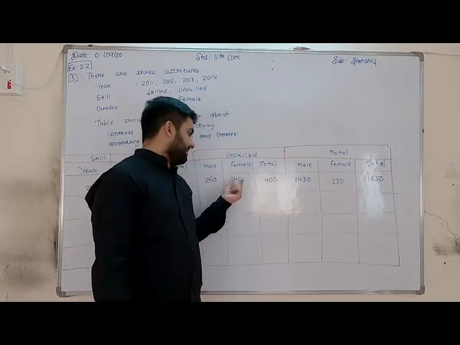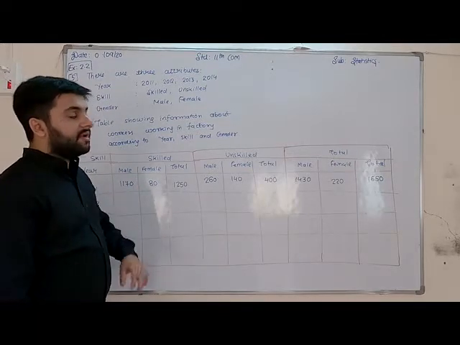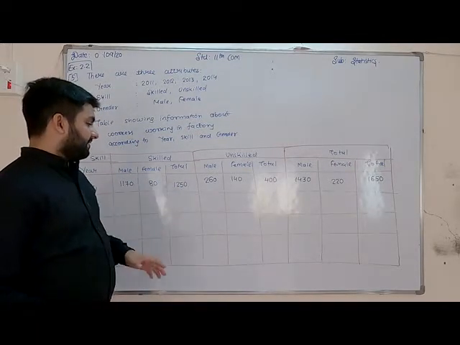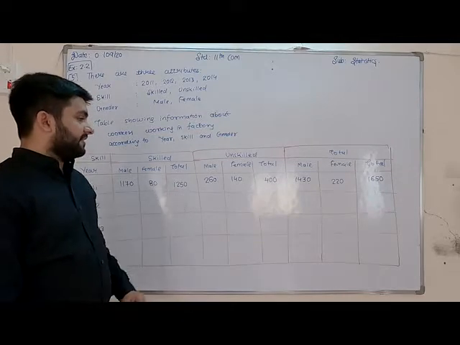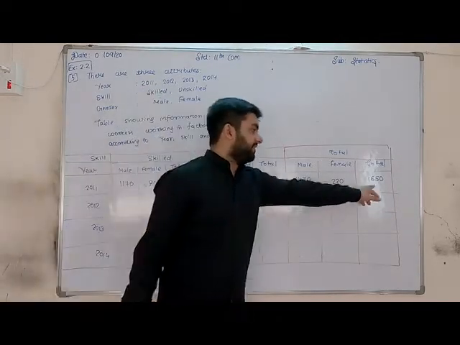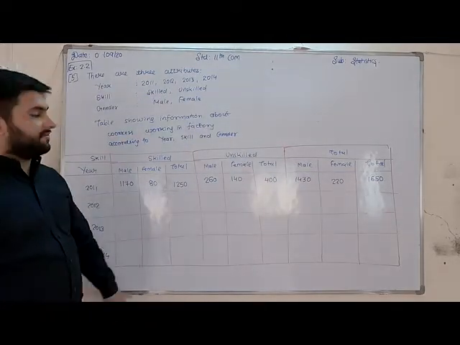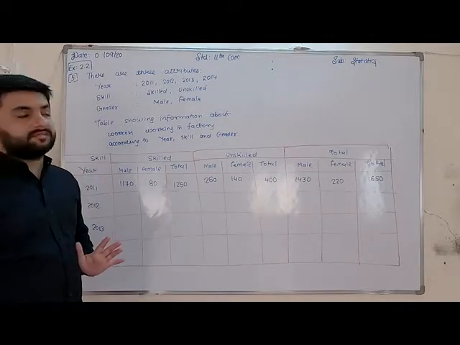Female workers, in that 140 are here, so 80 can be there. That way also we can do. Otherwise, what we have done: 1250 total skilled, 400 unskilled, so 1650 is the total. Then after taking this difference we found this, and 1430 we found this, and from this we found this. Okay.